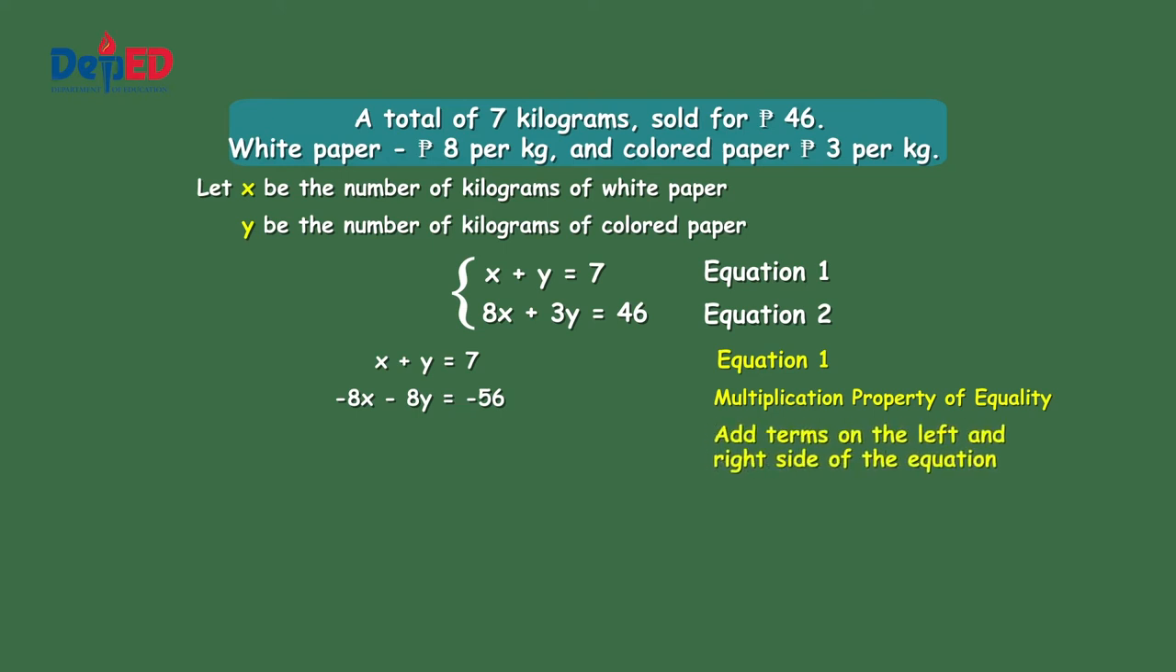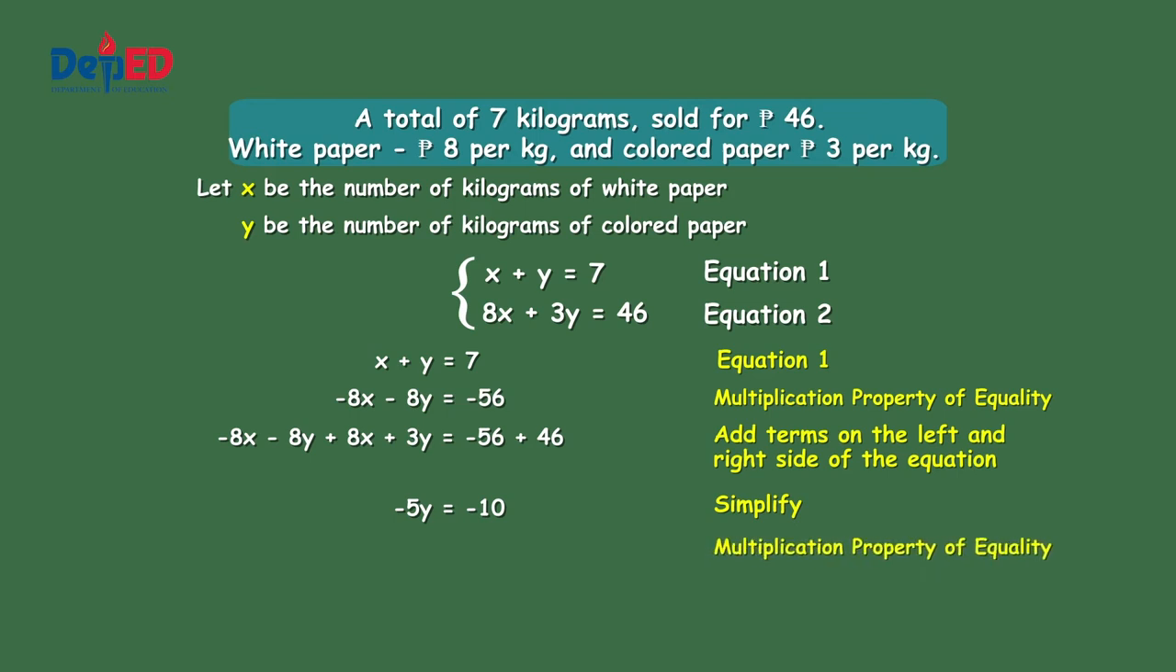Now we can add the expressions to form the equation: negative 8x minus 8y plus 8x plus 3y equals negative 56 plus 46. What will the resulting equation be? So negative 5y equals negative 10. How can we solve for y here?